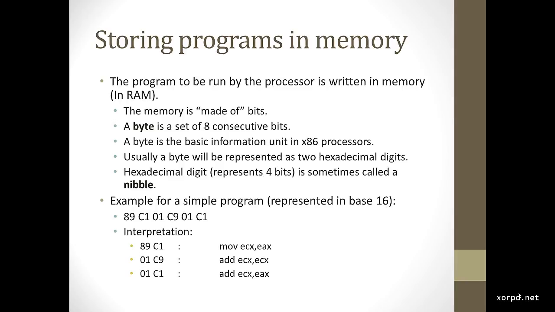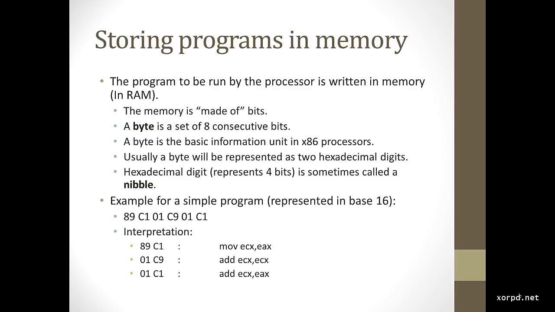The memory is made of bits. Bits, just like we learned, zeros and ones. A byte is a set of 8 consecutive bits. A byte is the basic information unit in x86 processors. That means that the x86 processor, or any processor that is compatible with the x86 architecture, is going to work mostly with bytes.